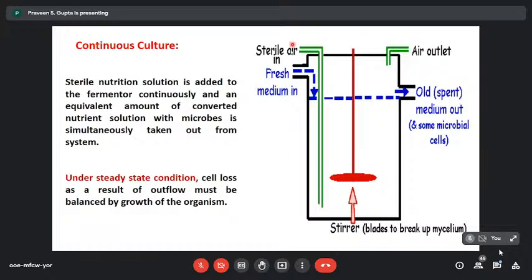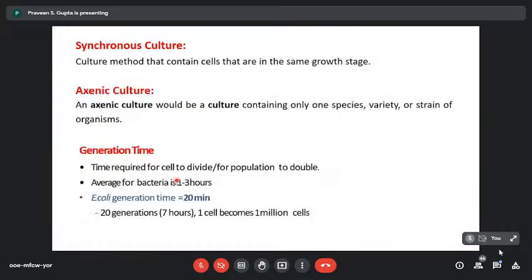This is just a diagram showing that you can add fresh media and remove it in such a way that the media becomes constant, the microbes become constant, and the product becomes constant. Then it is called a steady state condition.